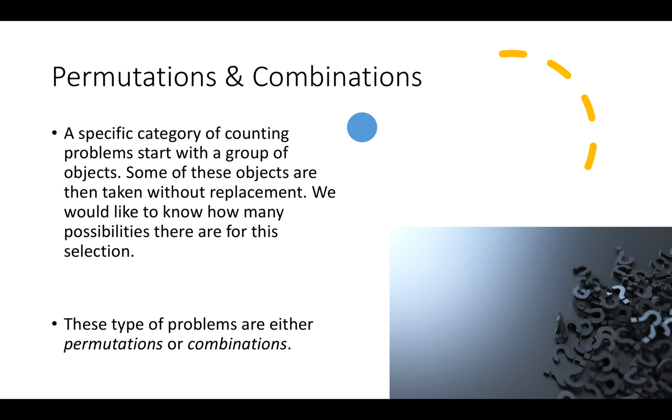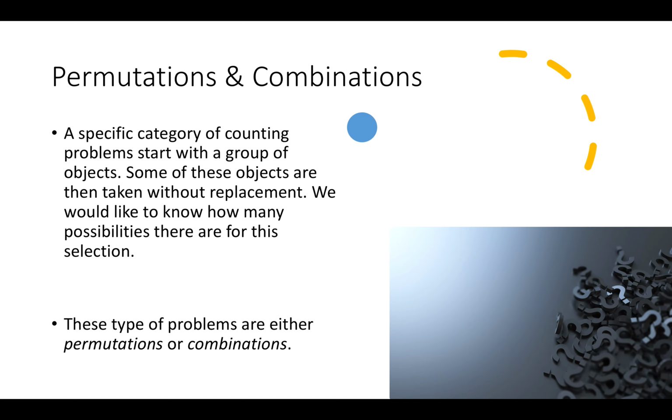Now, more so, as I said, we're looking at something called permutations and combinations. And you may have encountered these in past courses. Again, it's looking at an experiment and asking how many ways can I accomplish this? But it's a very specific situation. I'm starting with a group of objects. I'm going to take some of them without replacement. I want to know how many possibilities there are.